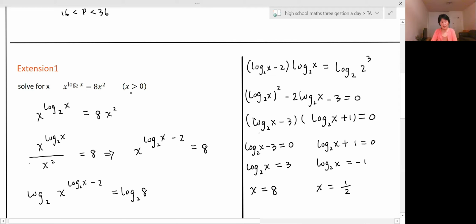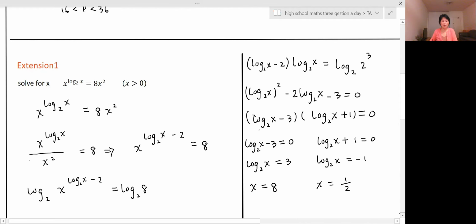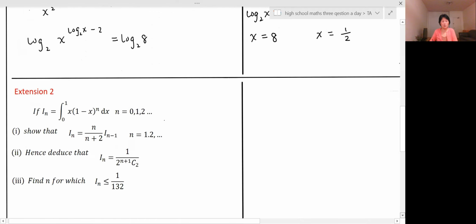Okay, since x is larger than 0, so I got x is larger than 0. So for this question, just see the power, the logarithm power I can move to the front. Then I can solve this x here. Okay, now we do the last question, extension 2 question here.